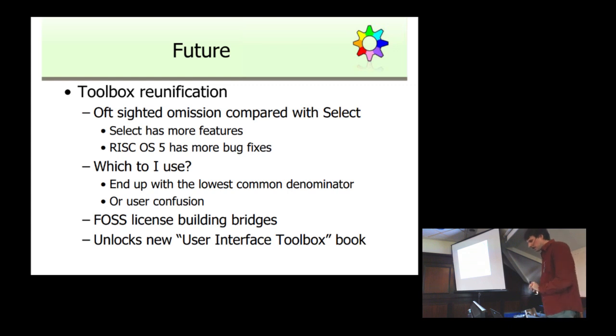And then as a side effect of that, if anyone's been past our stand today and seen an ever-growing pile of books that we produce, there is a plan for ROOL to update the user interface toolbox book, which would then include the new API features that came from RiskQuest Select. You'll end up with, again, one definitive tome or one definitive PDF to go and look at those features.